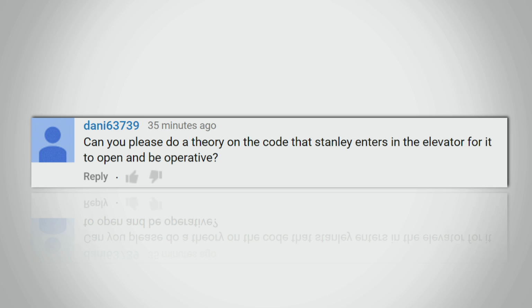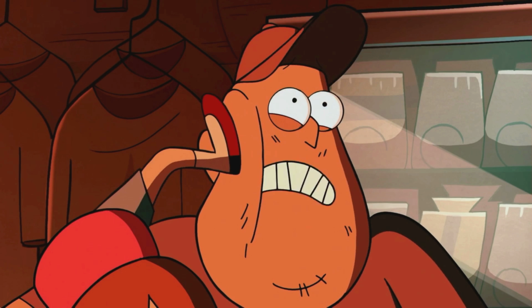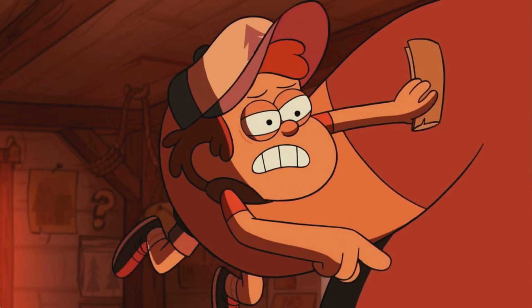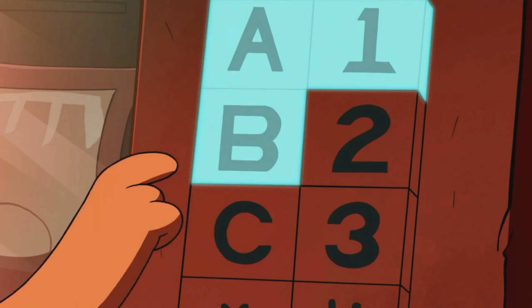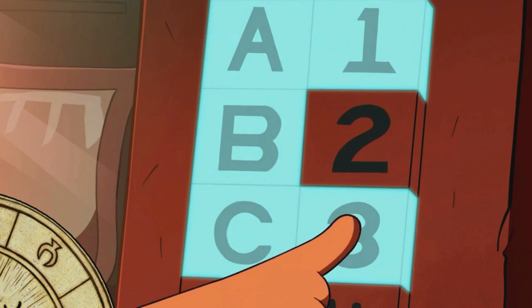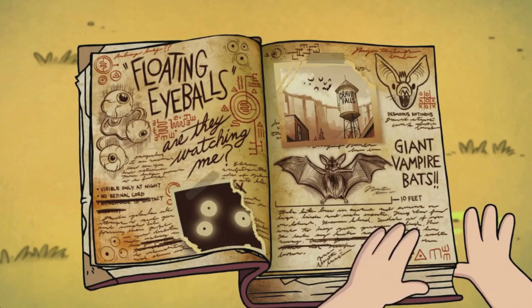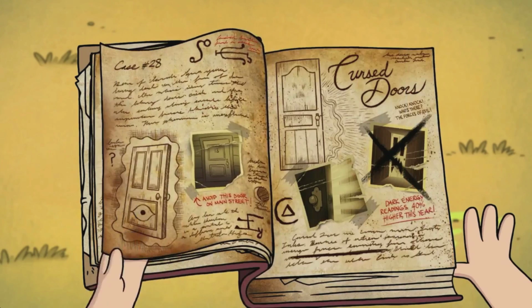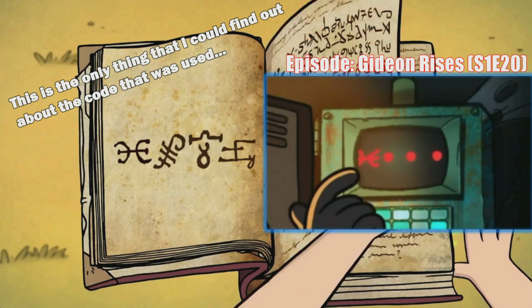Can you please do a theory on the code that Stanley enters in the elevator for it to open and be operative? Well, the code that Stanley used for the vending machine wasn't anything too important. I could say that the code did form the letter C, and that it reminded me of the fez that Stanley wears, but that's just a hunch. However, if you were to ever go back into the first episode of Gravity Falls, you can see that the elevator's password was actually foreshadowed in Journal 3.